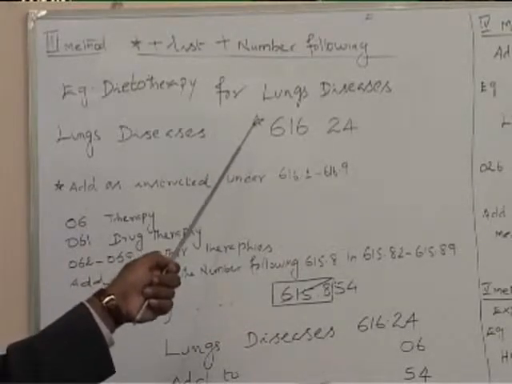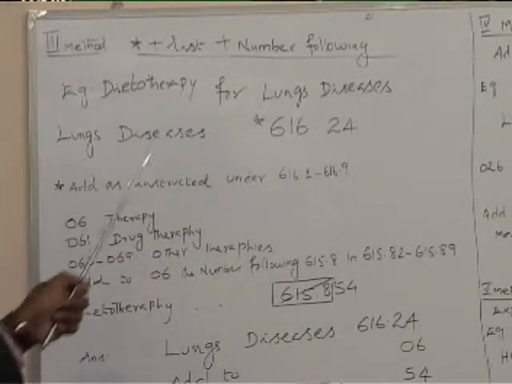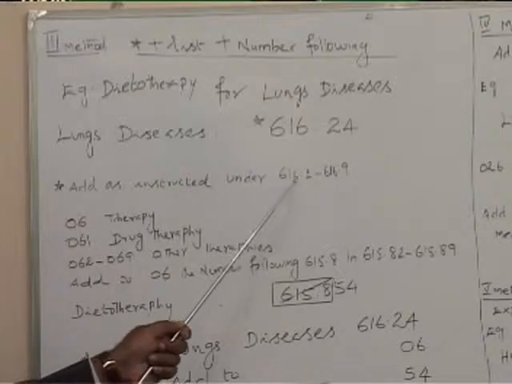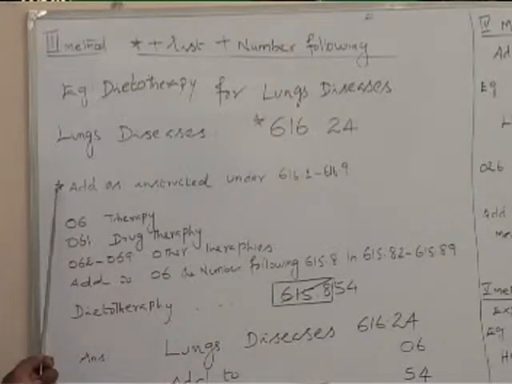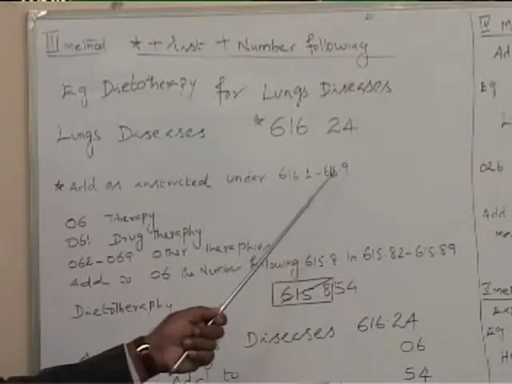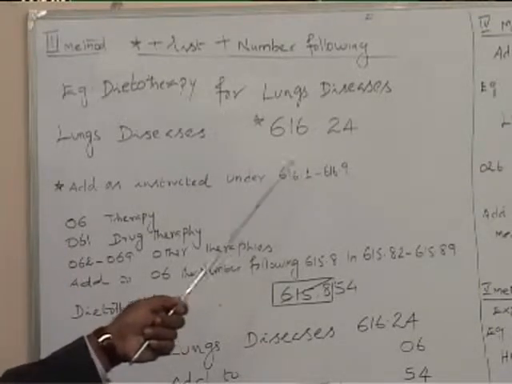The method is the same as the second method. Whenever you find the star mark, you have to go to the bottom of the same page. There you can find the explanation of the star mark. You may see that add as instructed under 616.1-616.9. The meaning of the star mark is add as instructed under 616.1-616.9. What it means, you know, where the 616.1 is started, you are asked to go there.